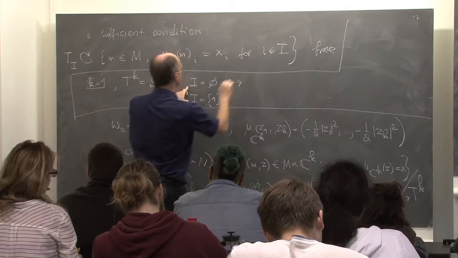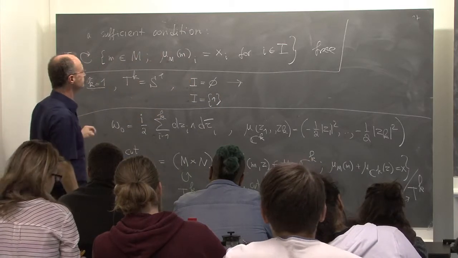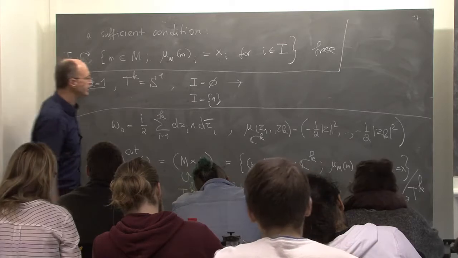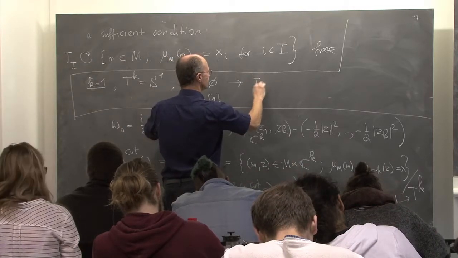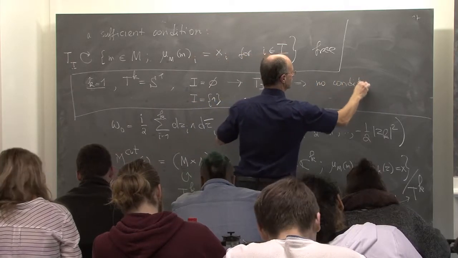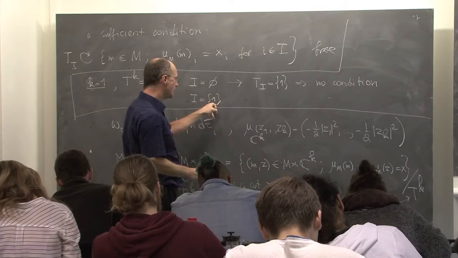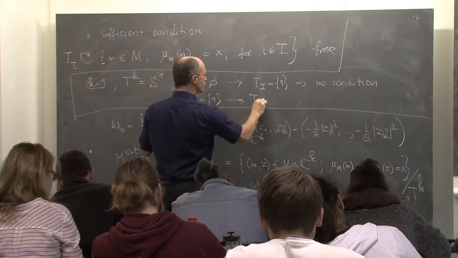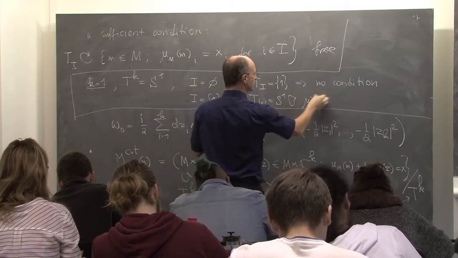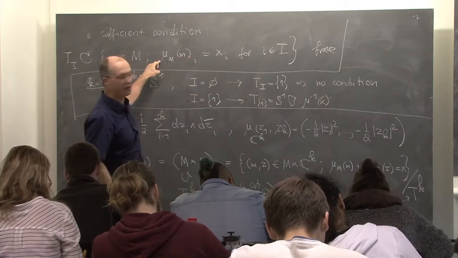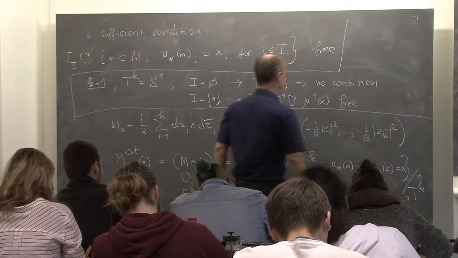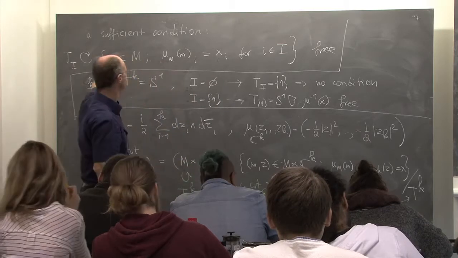So of course, if I is empty, then Ti is trivial, right? So no condition. So Ti is just a trivial group, so no condition arises. And if I is equal to 1, then T1 is just our circle. And the condition that we had before, the free action of mu minus 1 of x, that's exactly the condition that I have here. Free. Right. So this is a sufficient condition.